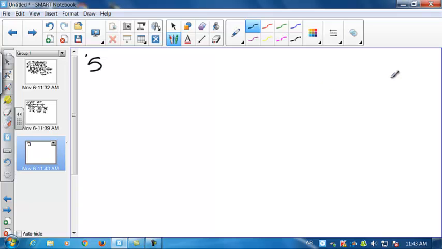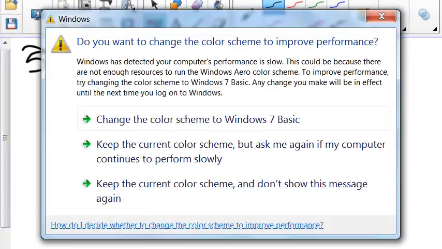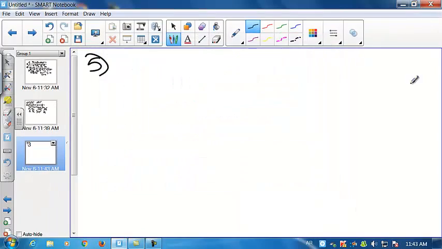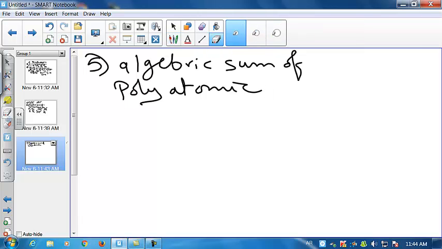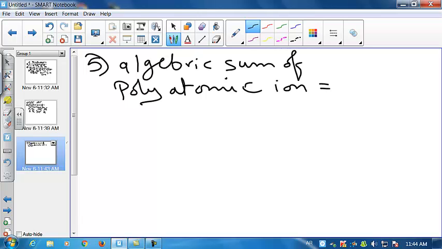Number 5: the algebraic sum of the oxidation numbers of a polyatomic ion equals the charge on this ion. Write it. Algebraic sum of polyatomic ion equals the charge on this ion. Okay?